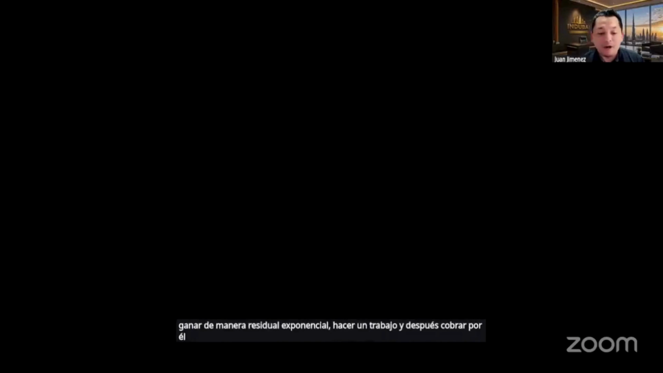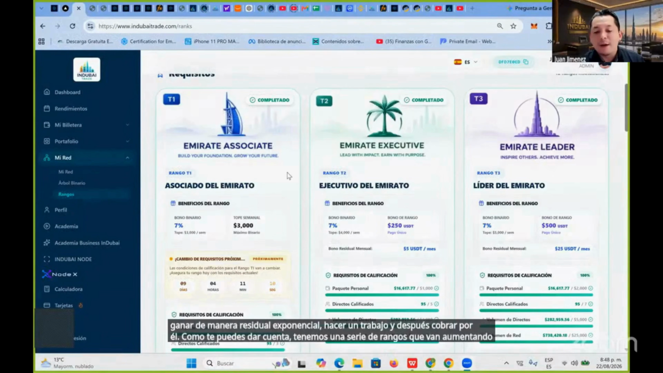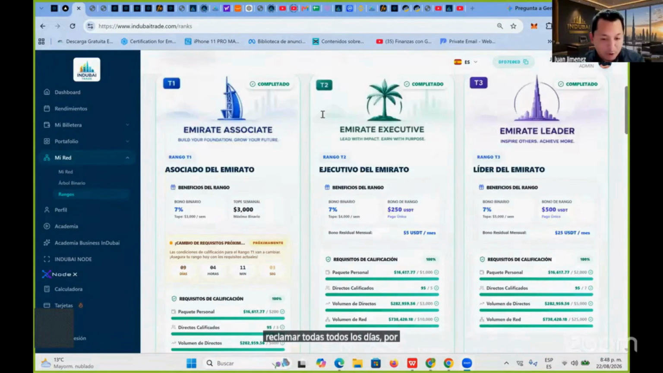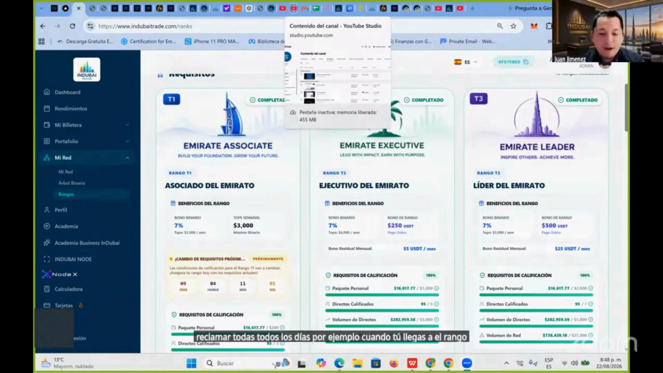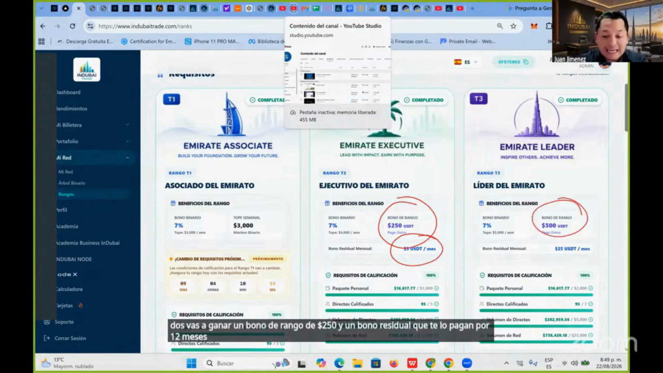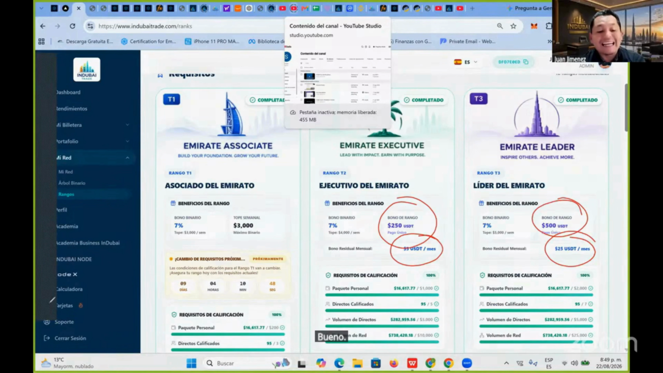As you can see, we have a series of ranks that increase a series of earnings, and you can claim them all every day. For example, when you reach rank number 2, you will earn a rank bonus of $250 and a residual bonus that is paid to you for 12 months. In this one, $500 and $25 residually. You might say, but $25? Well, but it's residual. You don't have to do any more work.